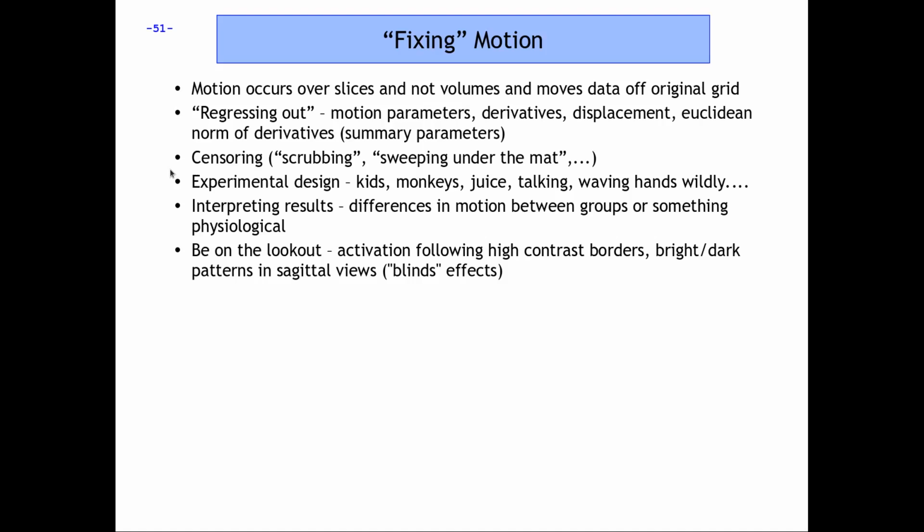So don't have kids wave their hands in the scanner as part of their stimulus, because then they're just going to be having highly task-stimulated motion. If you're interpreting results across groups that have different amounts of motion, you have to be very careful. For example, if you're studying groups with ADHD and typicals, then one group might be expected to move more than the other, and you have to try to make sure that your results don't depend on motion. It's a very hard thing to do, so you have to do extra work to quantify motion and to show that it's not associated with your results.